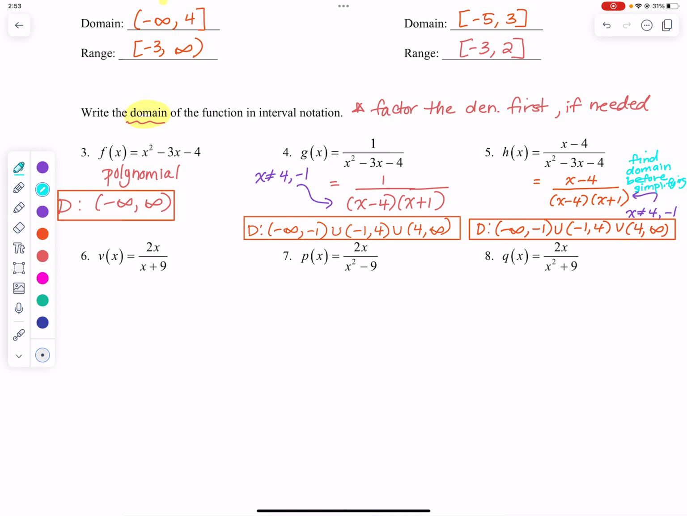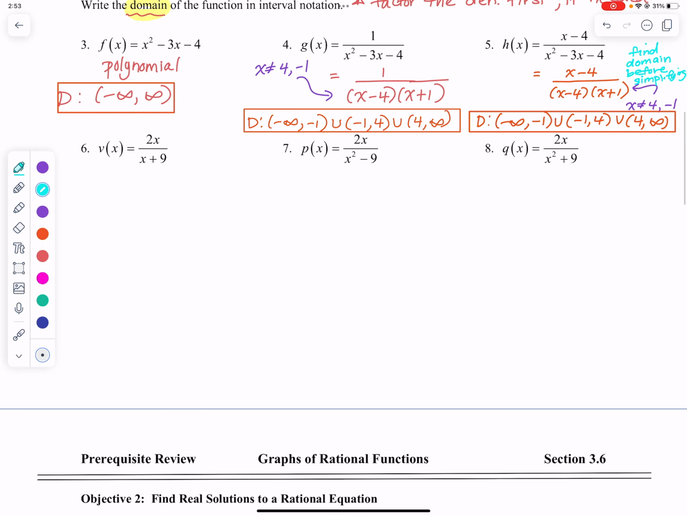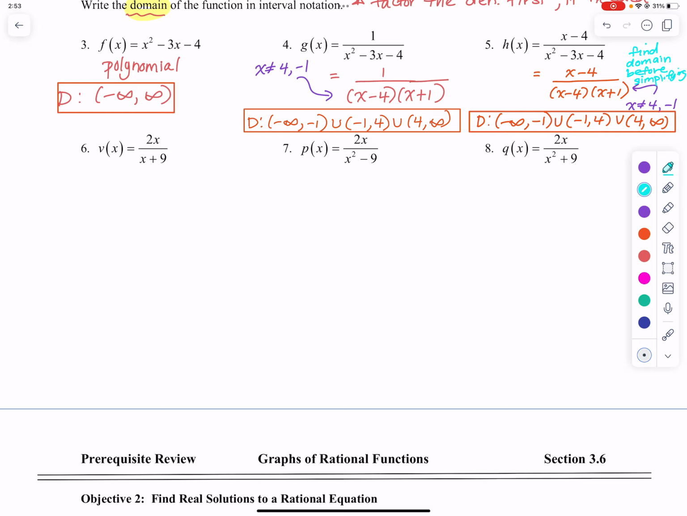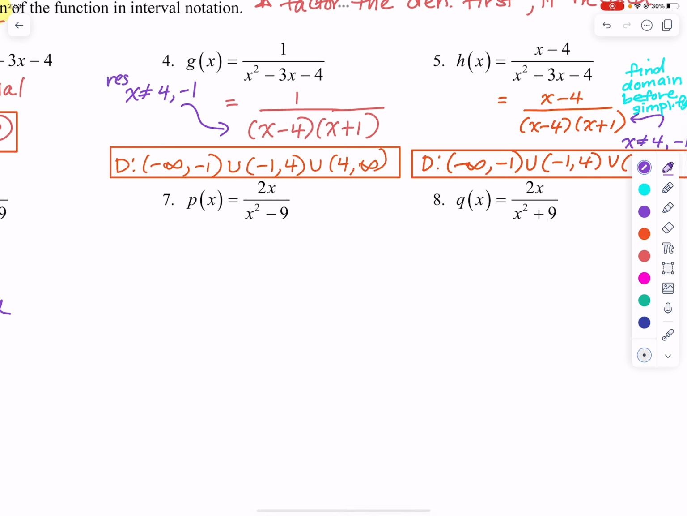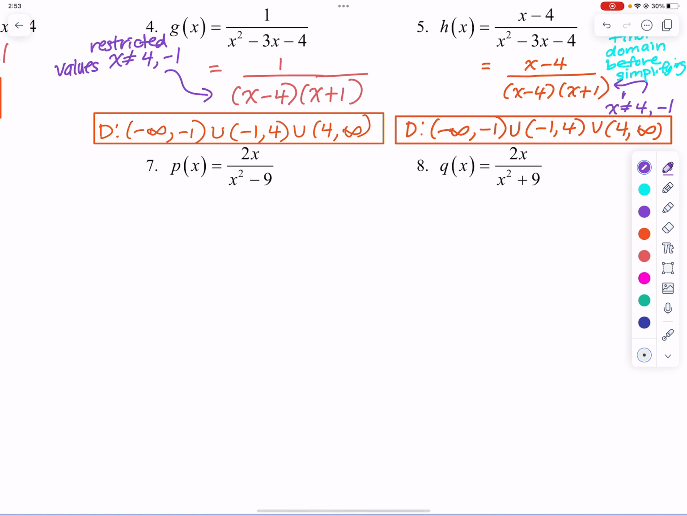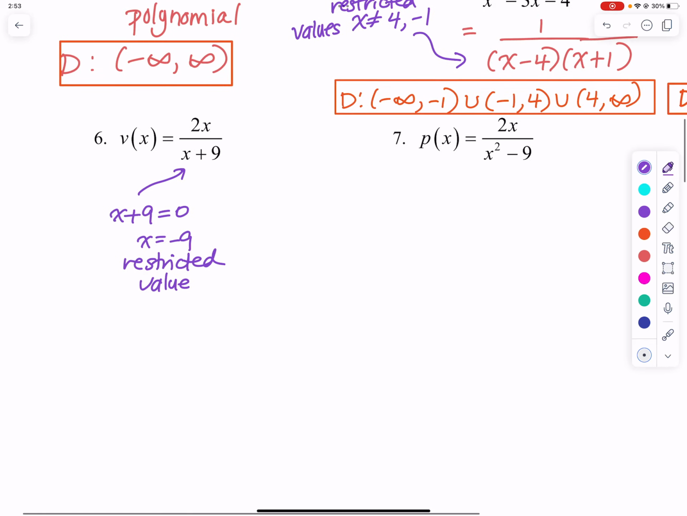Okay, let's go ahead and take a look at number 6. And in number 6, as you can see, x plus 9, if we set that equal to 0, so x equal to negative 9 is a restricted value. Just like here, these are restricted values. Okay, so our domain cannot include negative 9.